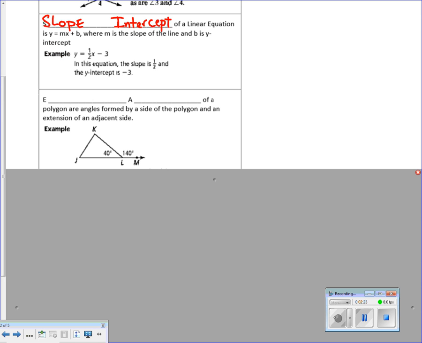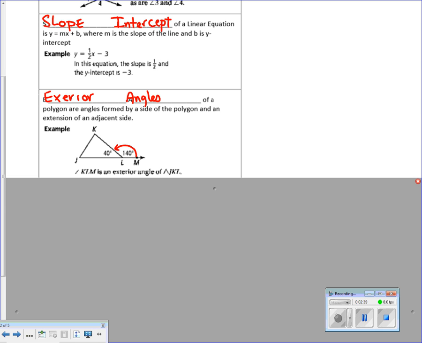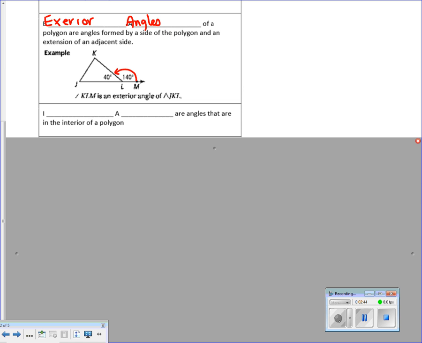How about this set of words? You know what this is? A blank blank of a polygon are angles formed by a side of a polygon and an extension of an adjacent side. So that 140 right there is one of these type of angles. All right, we have exterior angles. Blank blank angles are angles that are in the interior of a polygon. Interior angles.